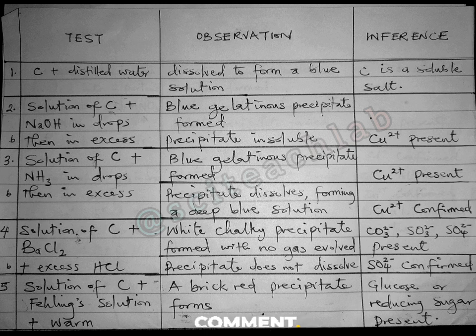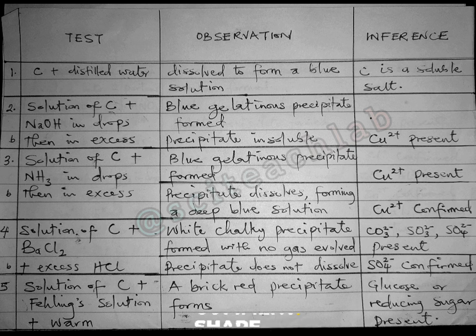That's your observation. Then your inference, you would say C is an insoluble salt. But in my own case now, I observed that C dissolved to form a blue solution, and I inferred that C is a soluble salt. Then you go ahead and take a little amount of C solution from the test tube and add to another test tube, and then you add sodium hydroxide in drops.